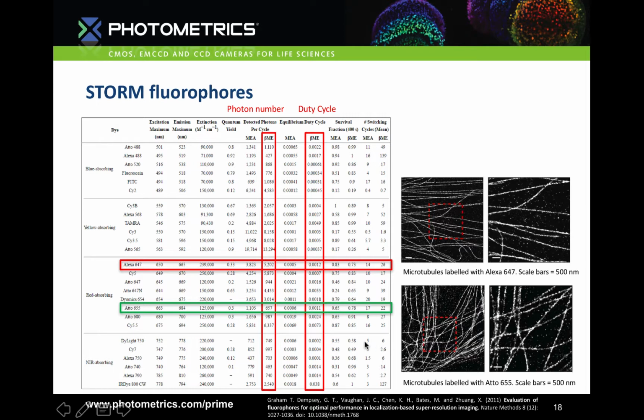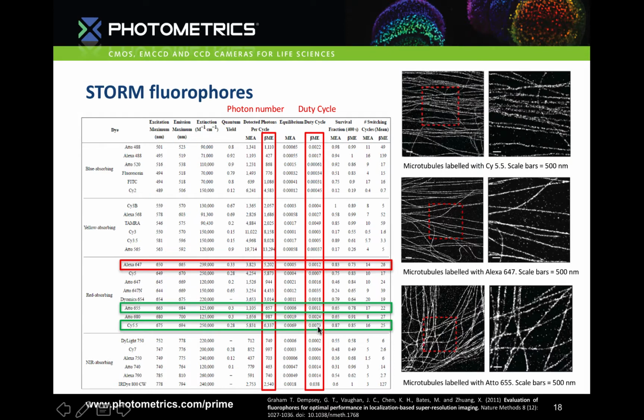Now to highlight the importance of the duty cycle, we'll compare Alexa 647 to Psi 5.5. They have high photon numbers, but the duty cycle of Psi 5.5 is almost 6 times that of Alexa 647. The image shows far more spacing between the Psi 5.5 molecules, where fewer molecules were localized over the same amount of frames.